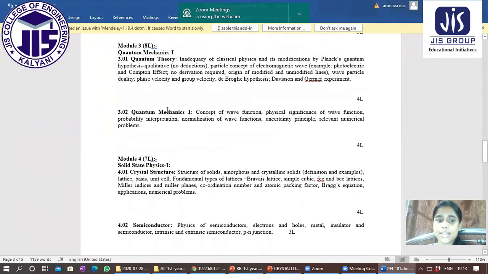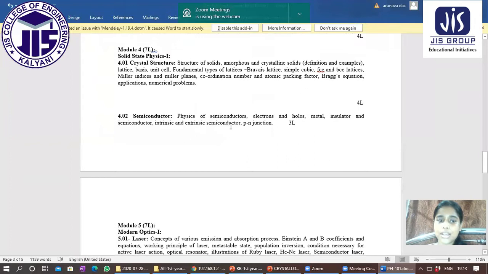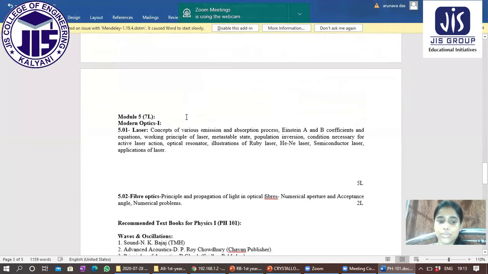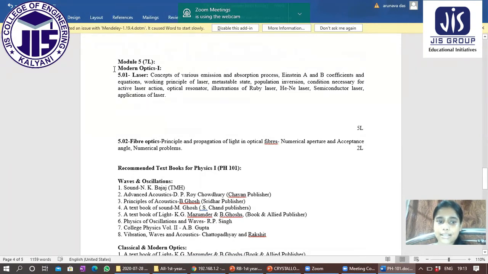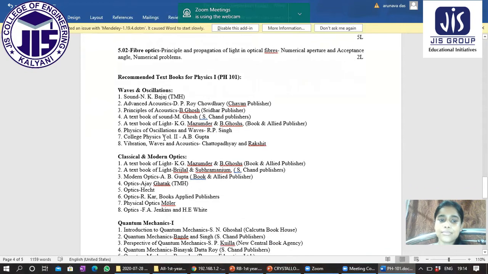In module 3, there is quantum mechanics 1, where we'll discuss about quantum theory and quantum mechanics. In module 4, there is solid state physics 1, where we'll discuss about crystal structure and semiconductors. And in the last module, module 5, we'll discuss about modern optics, where there is laser and fiber optics. So this is your syllabus, and these are some books which are recommended for all of you.